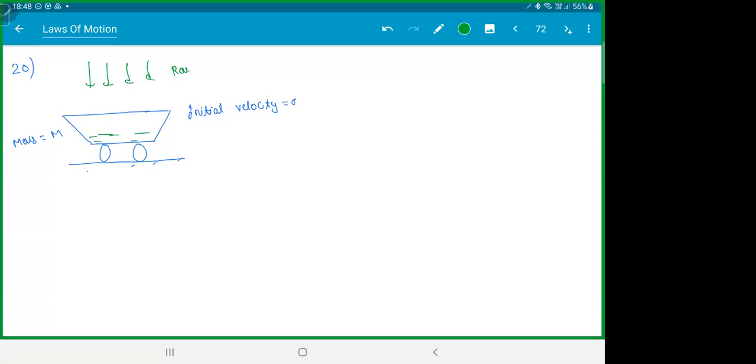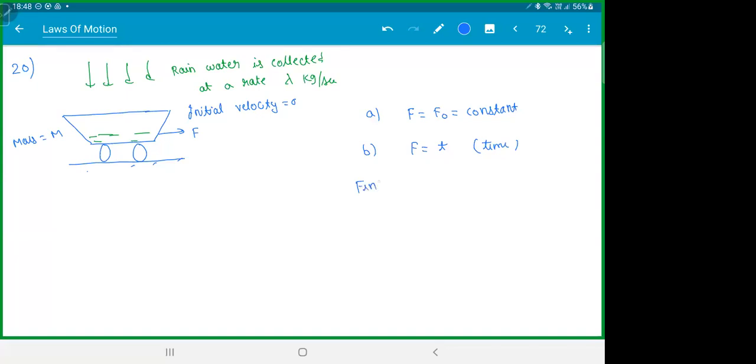Rainwater is collected at a rate of lambda kgs per second. And you're applying a force F. Case 1, F is equal to F naught, a constant force. Case 2, F is equal to t. Force is changing with time. Find the velocity of the trolley after time t.